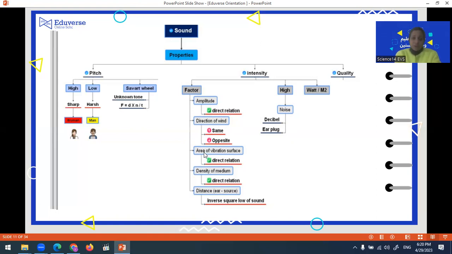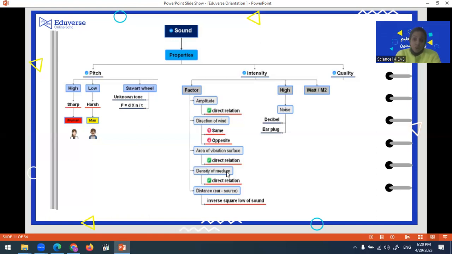The third factor that affects the intensity is the area of the vibrating surface. Here we have a direct relationship between the area of the vibrating surface and the intensity, as we can use the resonance box. With the resonance box, we can increase the area of the vibrating surface, and we can hear a very strong sound intensity.